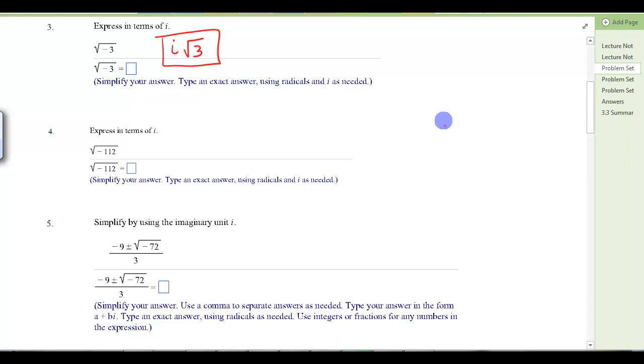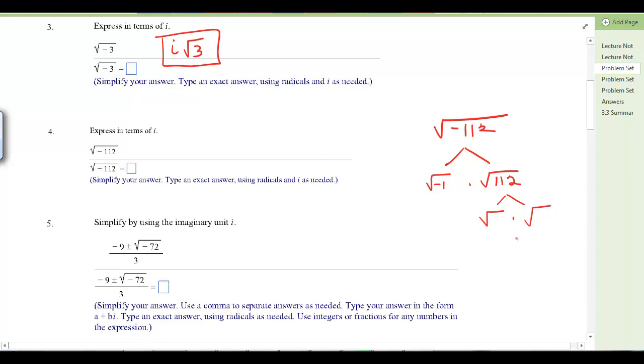-112. All right, let's take that over here. Square root of -112, and we need to break that down. We know that that's square root of -1 times the square root of 112. Now can we break that down further? And you want to look at your powers chart and see if there's a perfect square that would go into that. And actually 16 does.